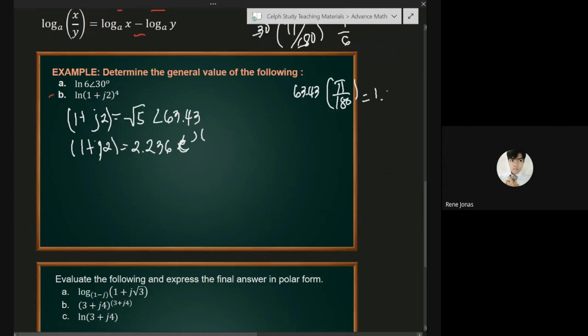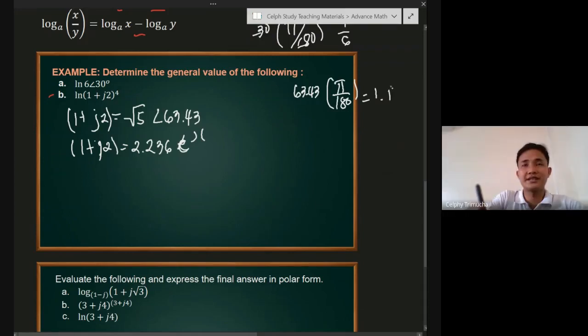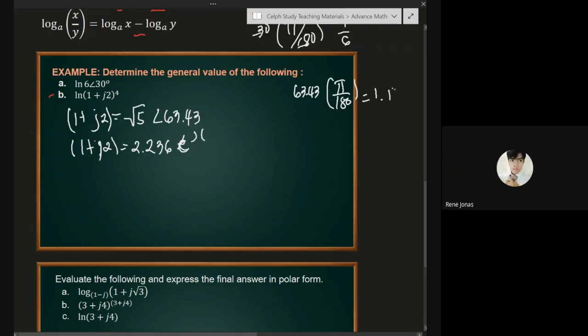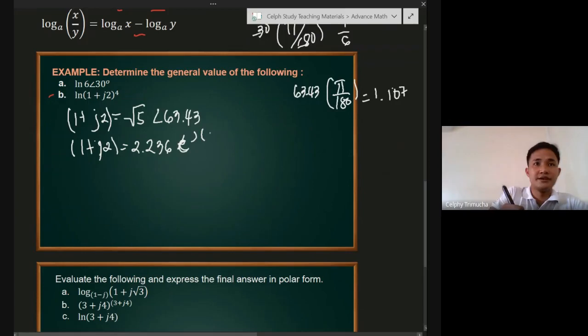1.11, sir. 1.11, to three decimal places, that is the angle k. 1.07. So 1.107 plus 2 pi k is the general value.